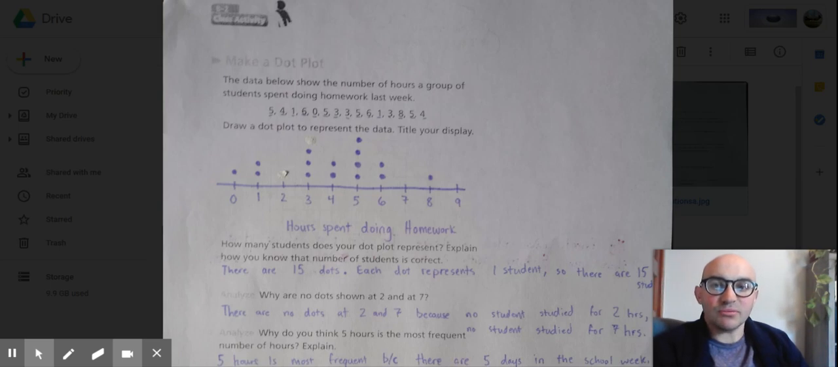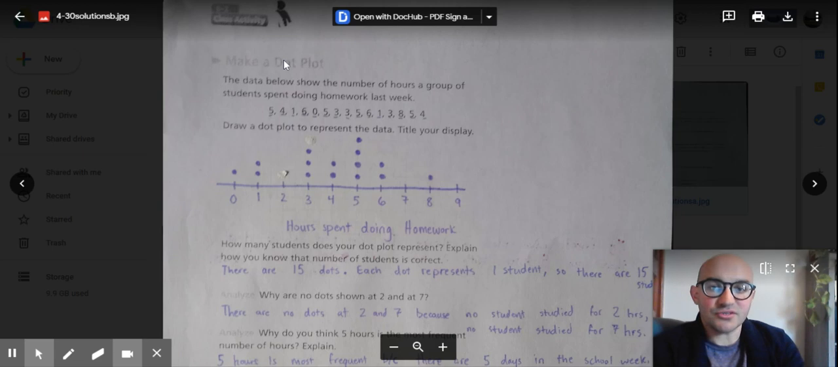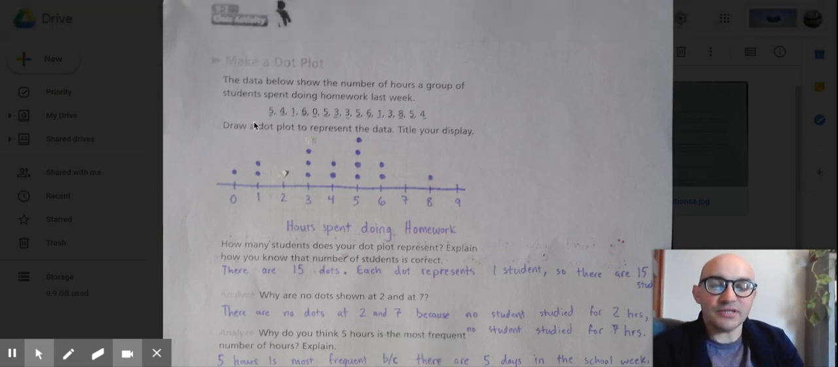This video is going to go over the page that I've got displayed on the screen. It says make a dot plot up top. It says 8-2 class activity. And so let's get right into it. We're going to use this data set that the paper has provided us to create a dot plot.